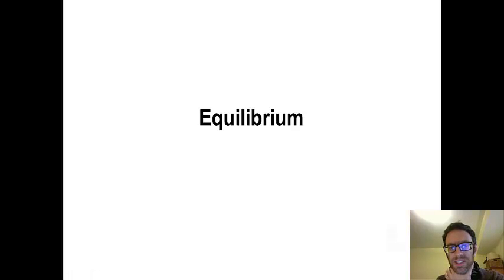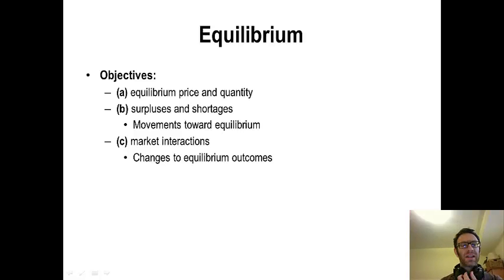Okay, so today we'll be discussing the concept of equilibrium, and three major objectives of this lecture are first to discuss what equilibrium price and equilibrium quantity mean as concepts. Second, talk about the new terms shortage and surplus within the context of the market, and talk about how the presence of shortages and the presence of surpluses lead the market towards equilibrium in most instances.